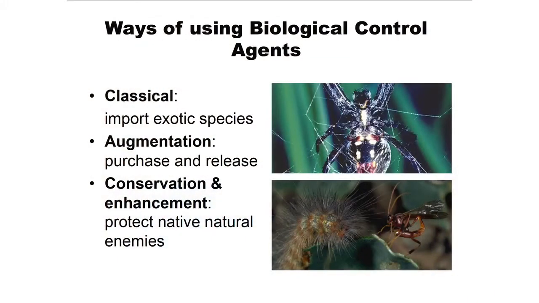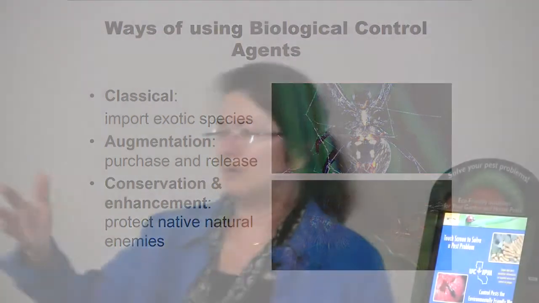But for home gardens, that's pretty much the limit of it. Mostly you want to be using the naturally occurring biological control that occurs in your garden, which we call conservation and enhancement. Classical biological control is where you bring in a new species of natural enemy from the native home of the pest.